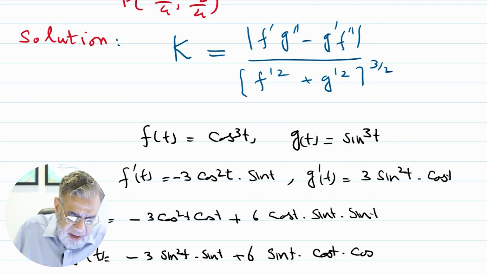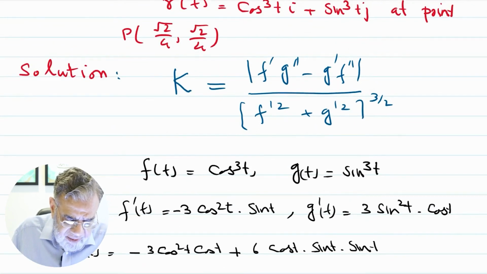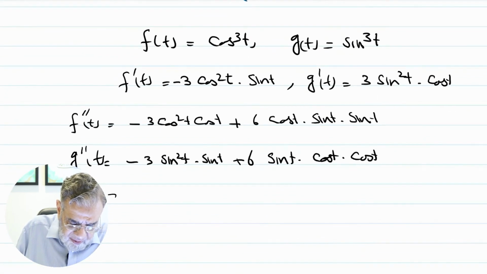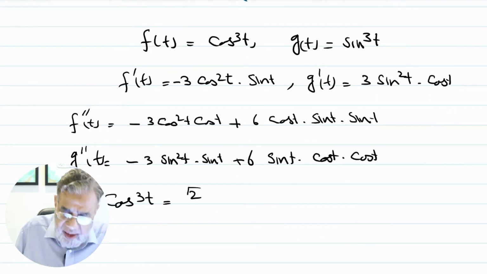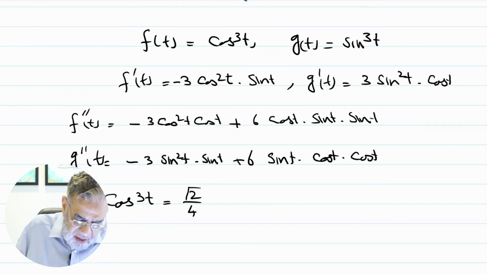We want to find the point, here root 2 by 4 and root 2 by 4. We can write here cosine. We want to find the value of t, root 2 by 4. And when we simplify this one, we find this is equivalent to 1 upon root 2 to the power 3.